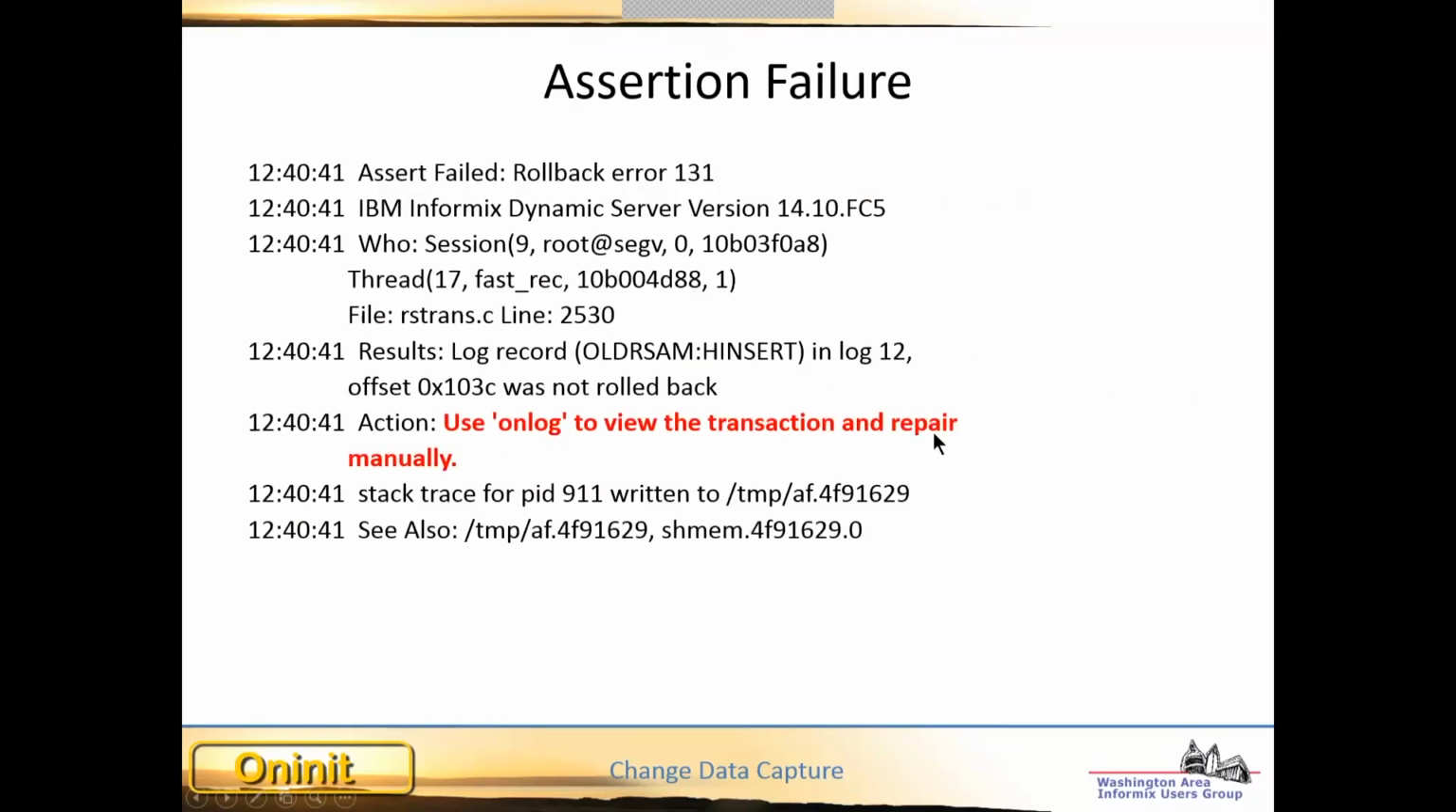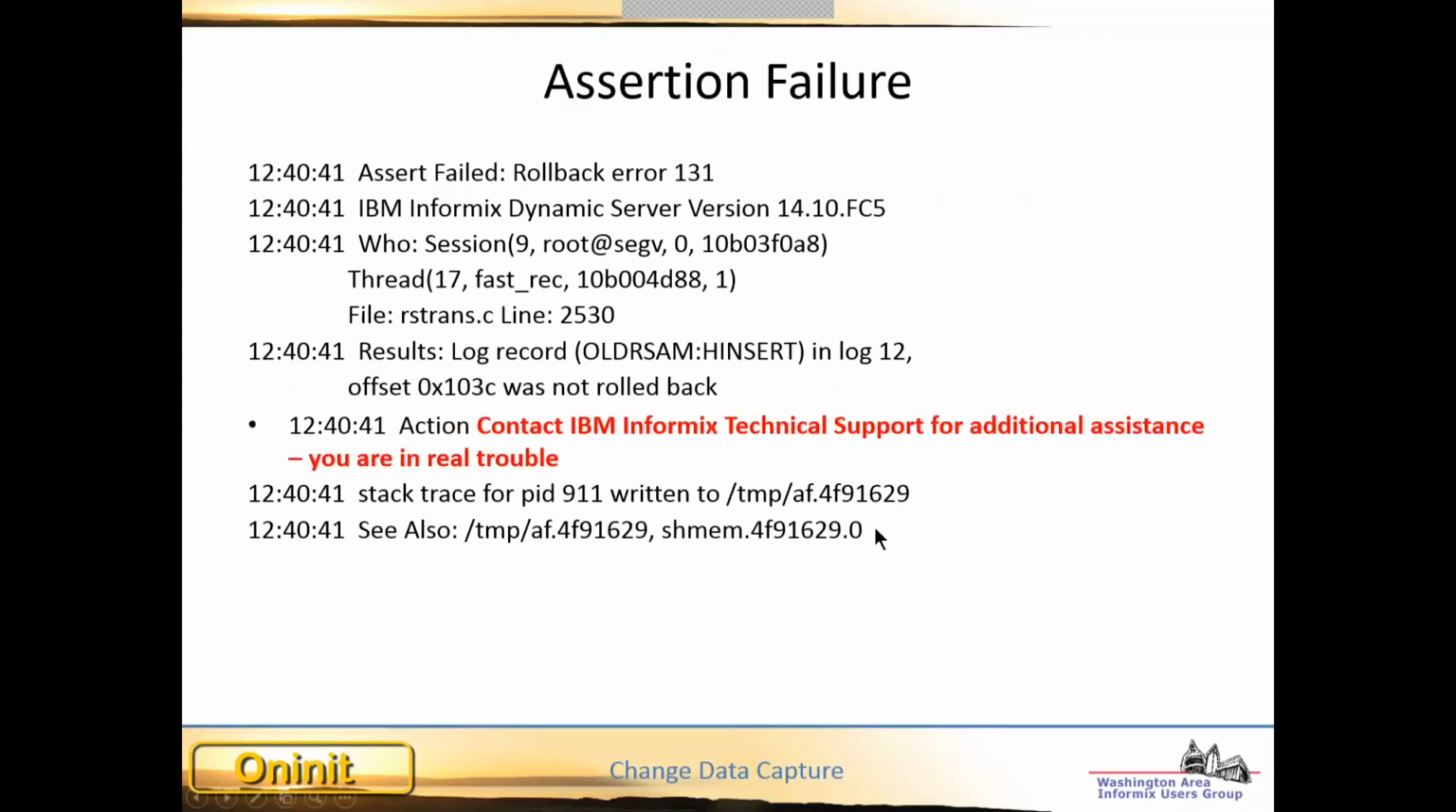So what I'm saying there is you will see these errors occasionally. An assert file, use onlog to view the transaction and repair manual. It's one of IBM's worst messages. It's absolutely meaningless. You can't actually repair it. You need to call IBM. What it really should say is contact IBM tech support because you're in real trouble now. So I'm going to rattle through these onlog slides relatively quickly. It's a subset of a presentation I've done multiple times over the years.